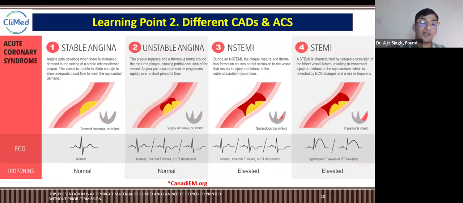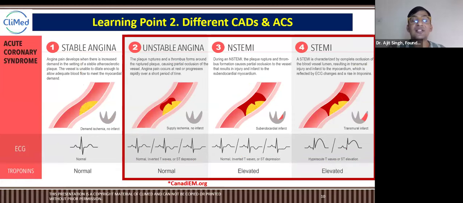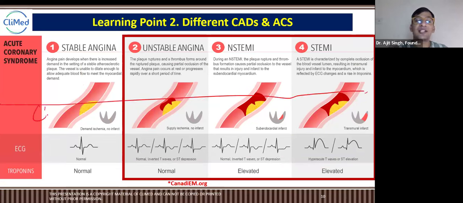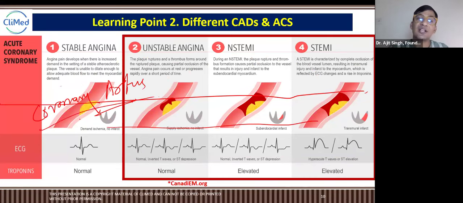Now let me tell you, these three things are considered as ACS: unstable angina, STEMI and NSTEMI. These all three are considered as ACS, acute coronary syndrome. And all four are considered as coronary artery disease. What's the difference between coronary artery disease and ACS? ACS is acute conditions: unstable angina, STEMI and NSTEMI. All acute coronary syndrome and stable angina together make up coronary artery disease.